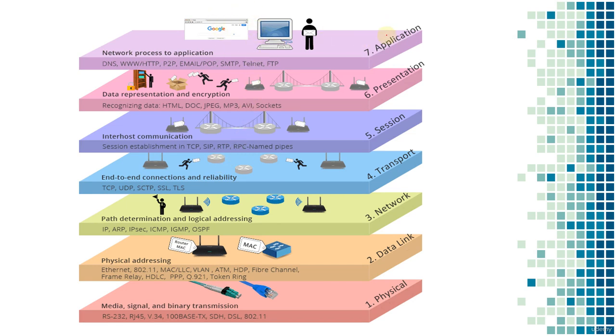As you can see, we have already talked about what happens at the application layer. The user usually interacts with web browsers or email. We have so many other things as well, but most of the time we are dealing with web applications. So network process to application. As you can see, we have DNS, www, point to point, email, POP, SMTP, telnet, or FTP.